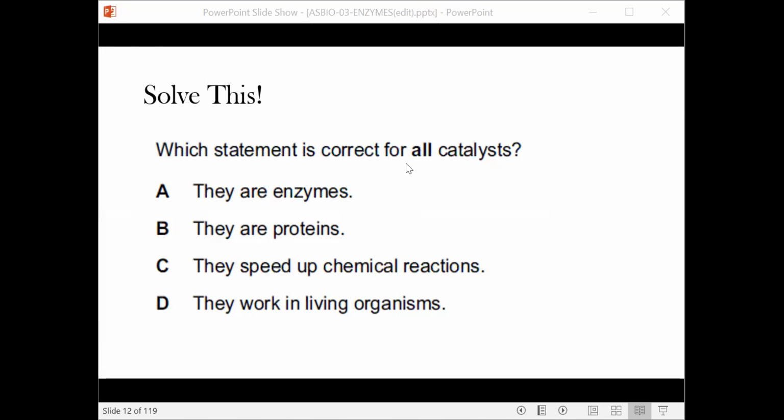Which statement is correct for all catalysts? It is talking about catalysts. Which statement is correct for catalysts? Does every catalyst have to be an enzyme? And every catalyst does not have to be in a living organism either.